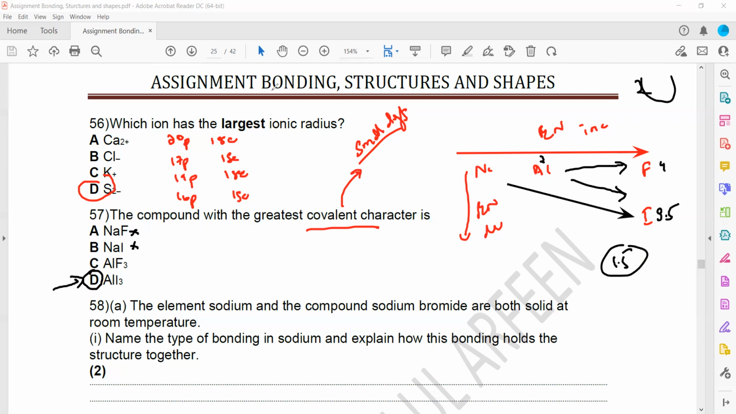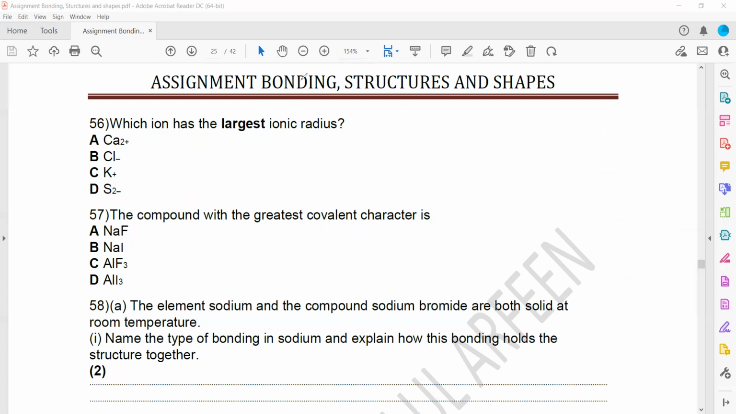Or you can also remember that polarization depends on the size of the positive ion being small, the charge on the positive ion being large, and the size of the negative ion being big as well. All these characteristics match with aluminium and iodine. Aluminium is smaller in size with greater charge, and iodine is larger in size, so it will cause greater distortion. Is it clear? Question 57. Yes, sir. Okay.